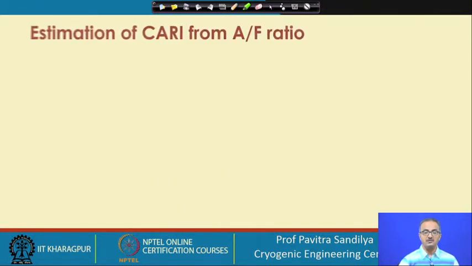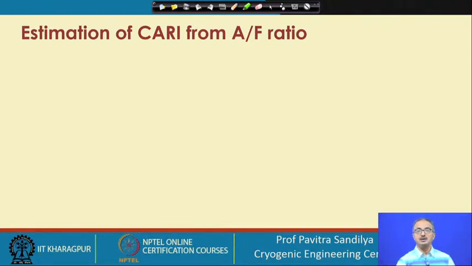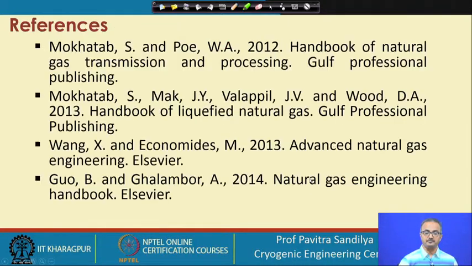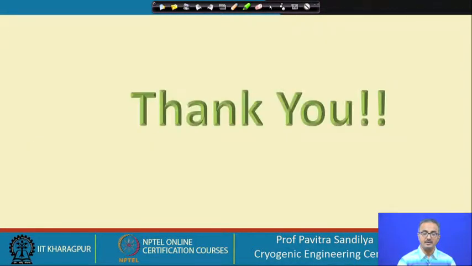After finding VOC index, we go to estimate the value of the combustion air ratio index from the air to fuel ratio. Here is the formula that we use and we plug in the values of the given natural gas, and we find that CARI is coming to be 15. Now, these are the references which we referred to, and this has been also given in our earlier lecture on the estimation of these properties, from which we have taken the correlations and the various tables for the various types of parameters. Thank you.